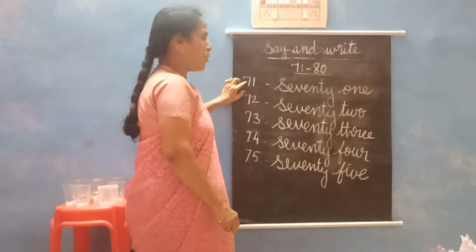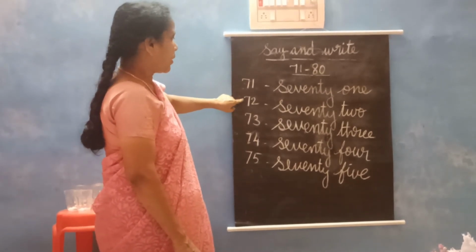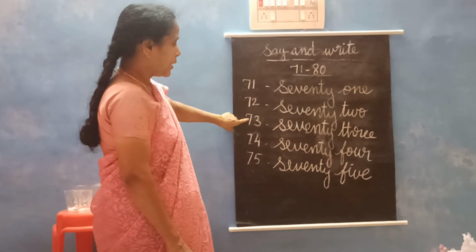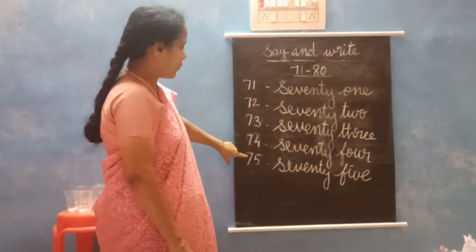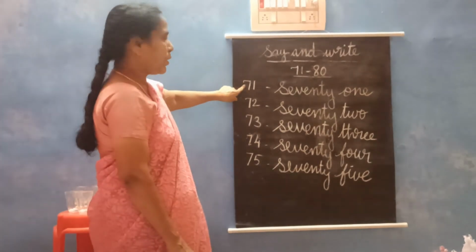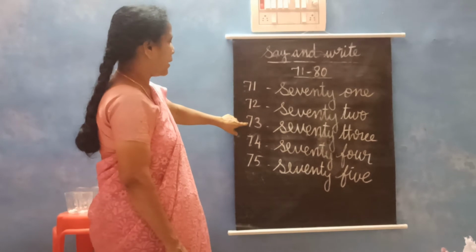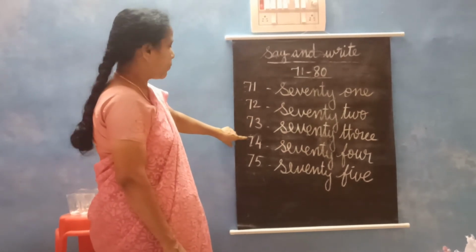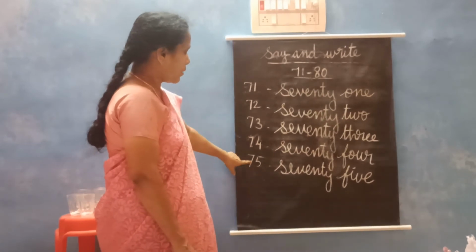Okay. 71. What number is this one? 71. 71 after 72. 72 after 73. 73 after 74. 74 after 75. Again we will see 71 after 72. 72 after 73. 73 after 74. 74 after 75.